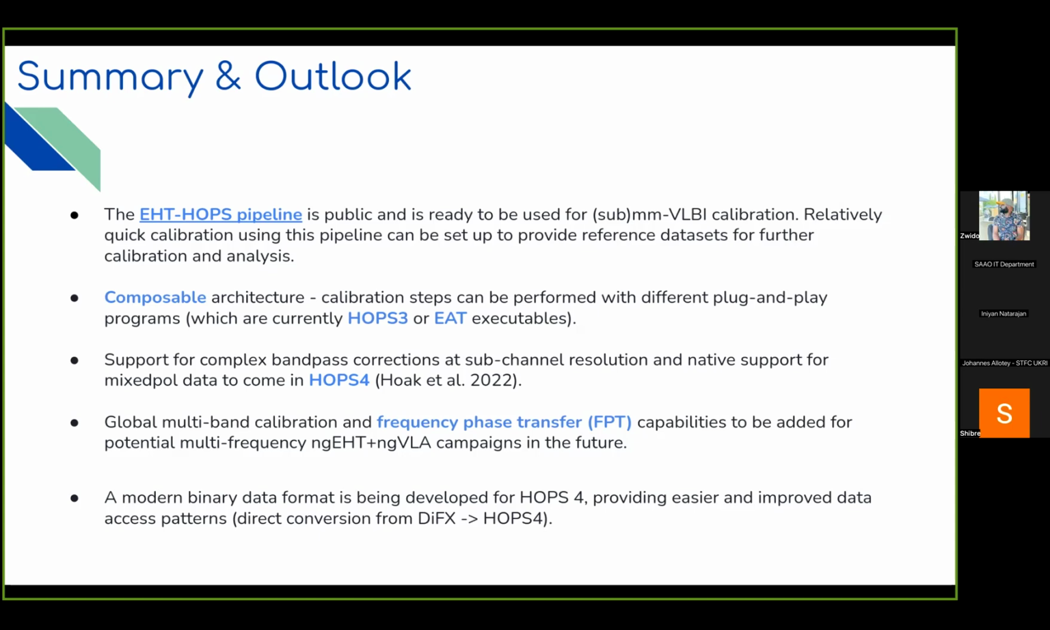And it will use a modern binary data format, which is way easier to access from Python, which is not the case currently with HOPS 3. So we have to do a lot of things just to access and organize the data properly. Over the next few months and a year or so, you can expect this pipeline to get even faster.